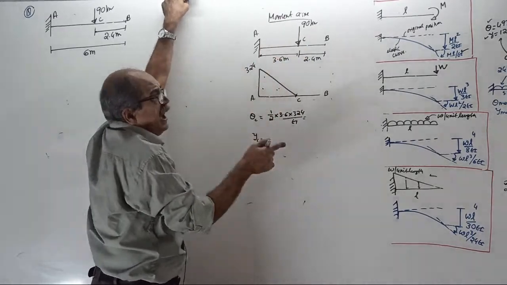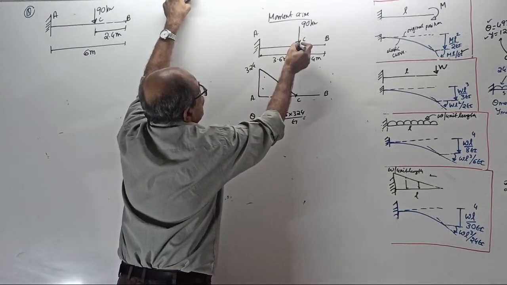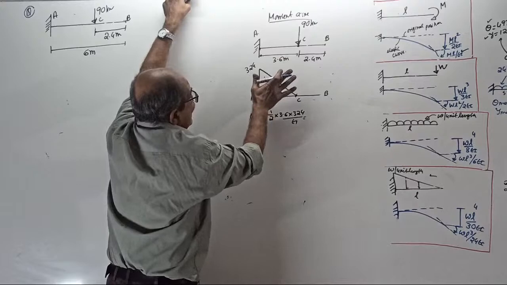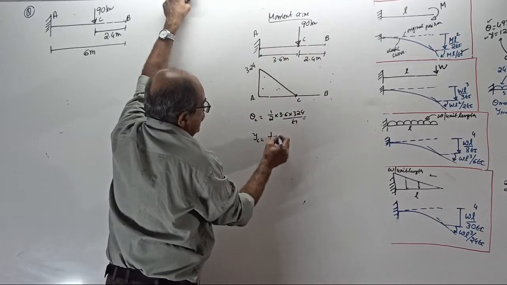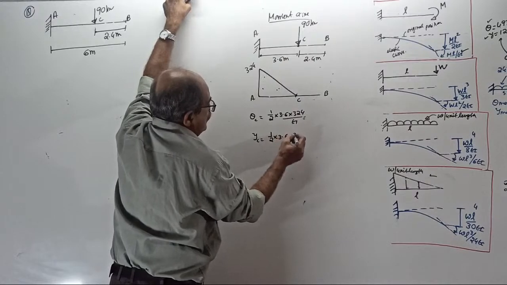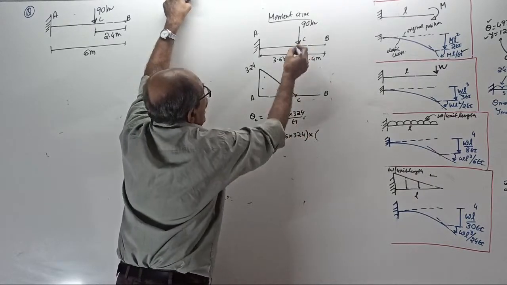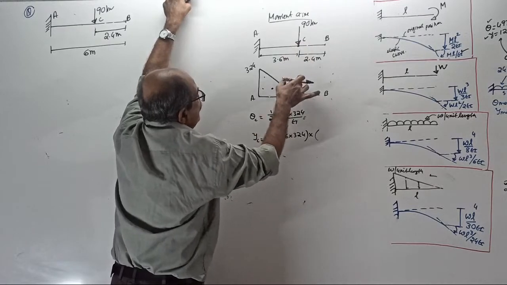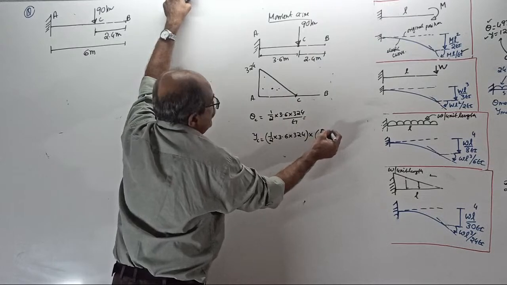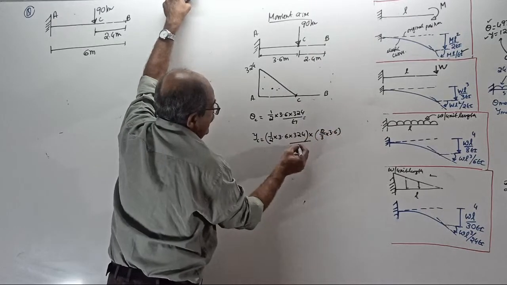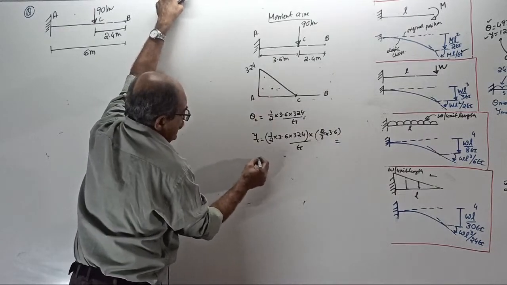I want deflection at C. Moment of the area of BM by EI diagram between where you want deflection and fixed end. Again triangle, about this point. Half into 3.6 into 324 is the area. Moment about this point, so it is here, into 2 by 3 of 3.6 by EI. Answer. Then I want slope at B.